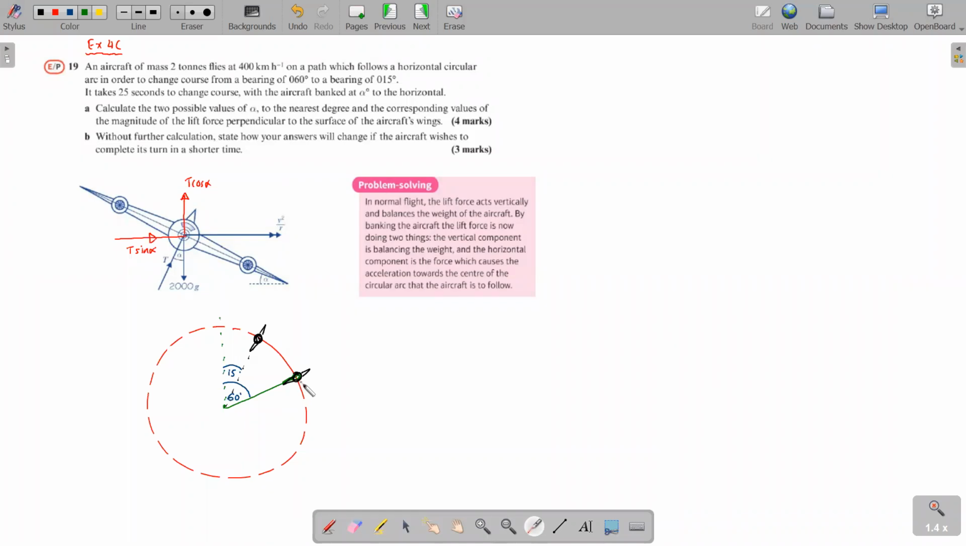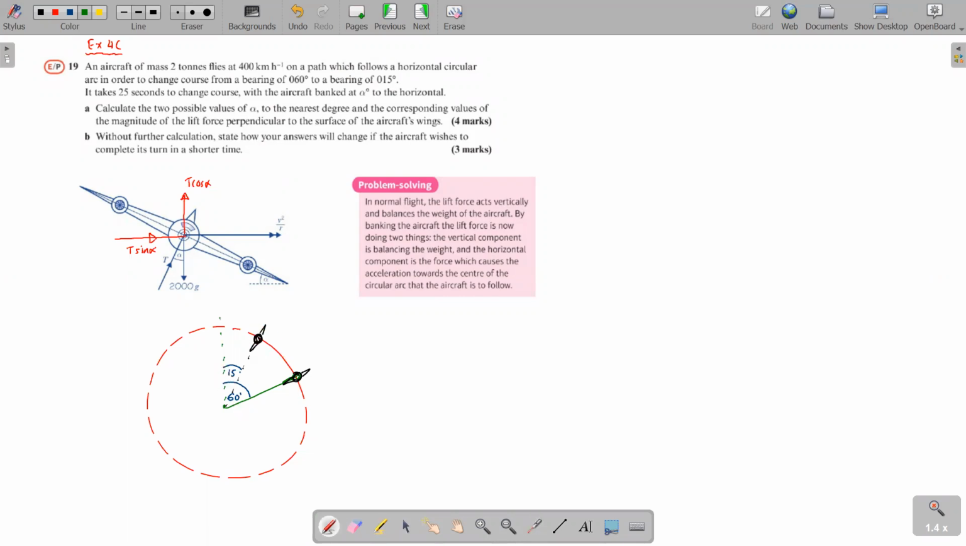Okay, all right, guys. Just before we start this one, one more thing. What about this path? They say this particular plane follows a horizontal circular arc in order to change course. From a bearing of 60 degrees, and bearings are measured from the north, the plane is currently at a bearing of 60 degrees, and it's turning to a bearing of 15.